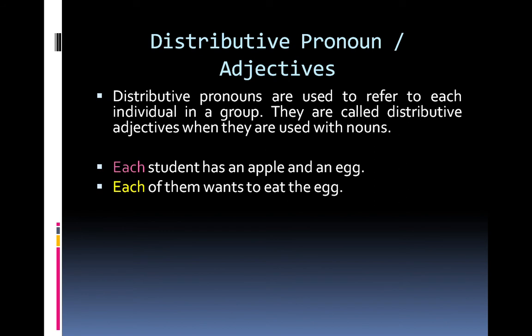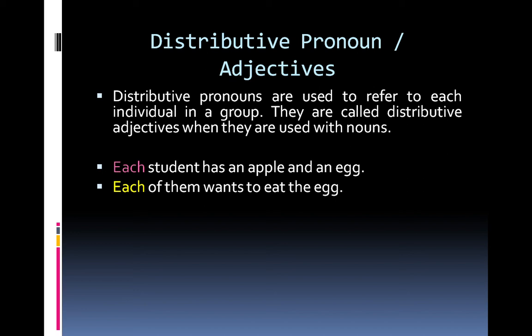Whenever these words are followed by prepositional phrases starting with of, they are pronouns because the nouns or pronouns after the preposition of will be in objective case. They will be the objects of the preposition. They can't be in any other role. They can't be the subject of the sentence or the object of a verb, etc. In this sentence, for example, each is the subject. Each wants to eat the egg. Them can't be the subject. Number one, it's an objective case. They is the subjective case of this pronoun. So whenever it's used as the subject of a sentence, it's they, not them.